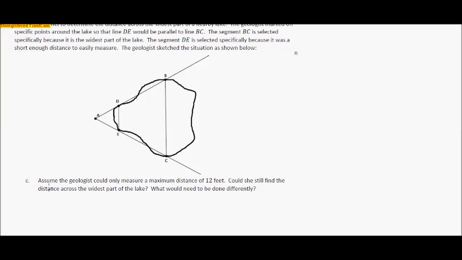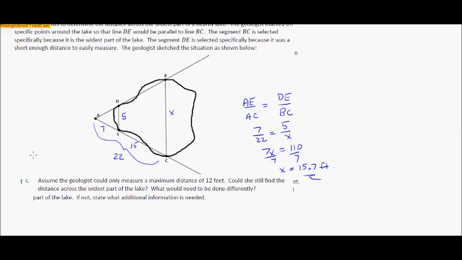For the last part, part C, it says assume the geologist could only measure a maximum distance of 12 feet. Could she still find the distance across the widest part of the lake? And what would need to be done a little differently? Well, I'm going to put up the information that we had from the last question. If she can only measure 12 feet maximum, the problem is she wouldn't have been able to measure this distance right here from E to C. Now there are many different ways you could get around this.